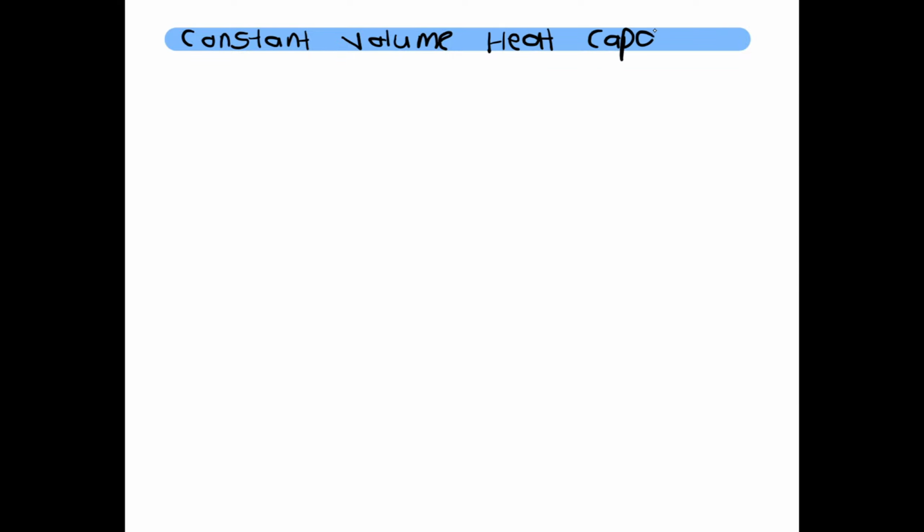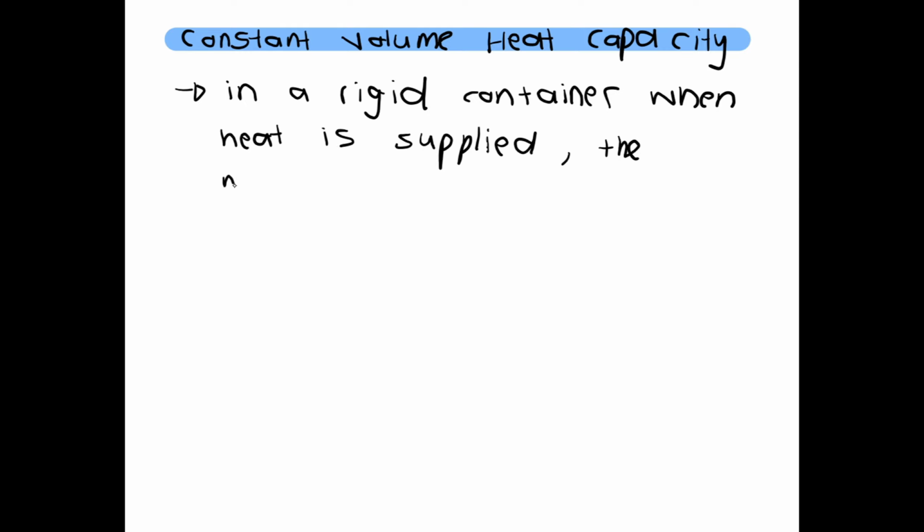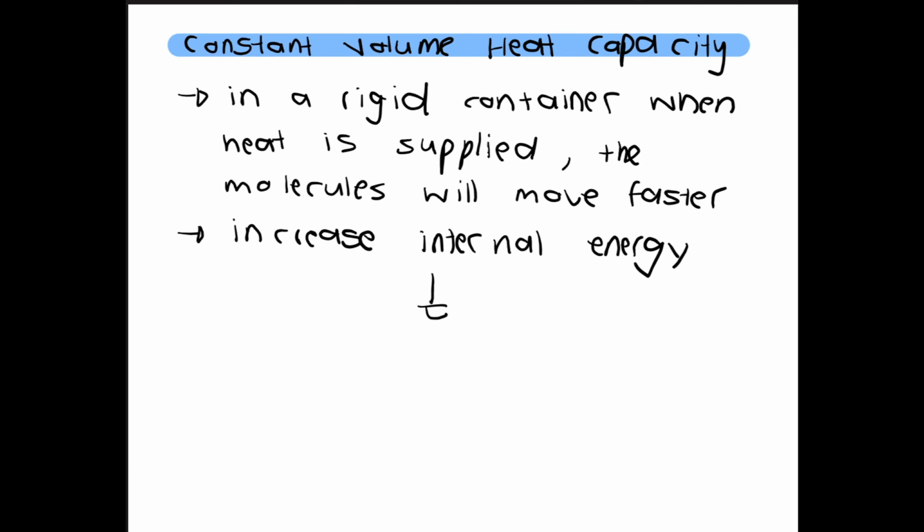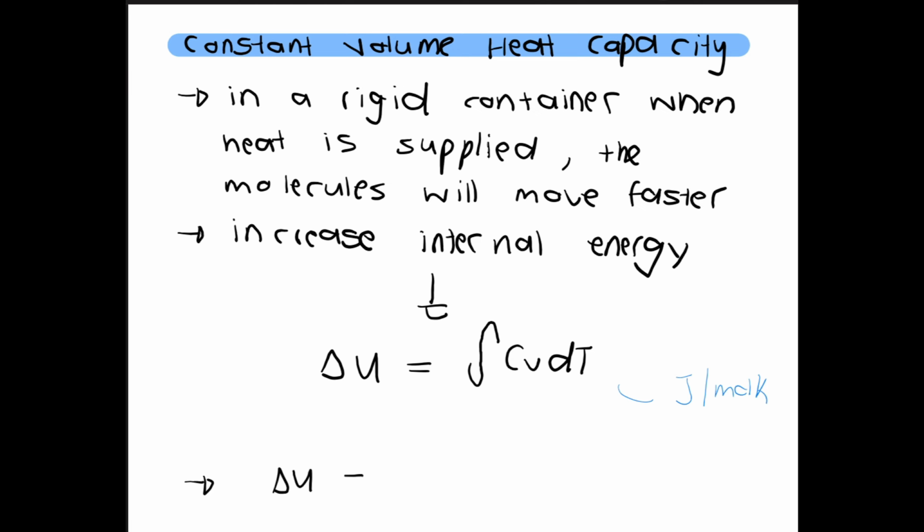Heat capacity at constant volume. In a rigid container, when heat is applied, the molecules will move faster and faster. This will increase the internal energy. From this, we gain an extra formula. The formula always gives an answer in joule per mole, while Cv is in joule per mole Kelvin. This can be applied to the first law since you can work out the internal energy. Thus, for our energy balance, change in internal energy equals Q, this formula can help us calculate the heat.